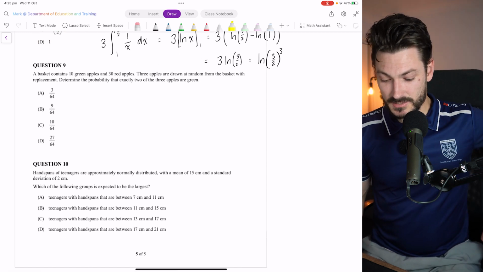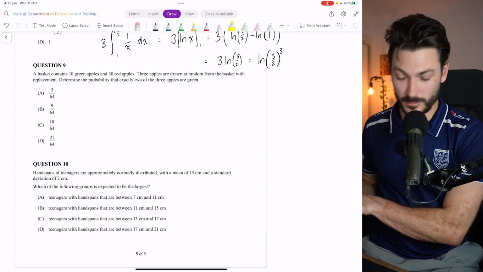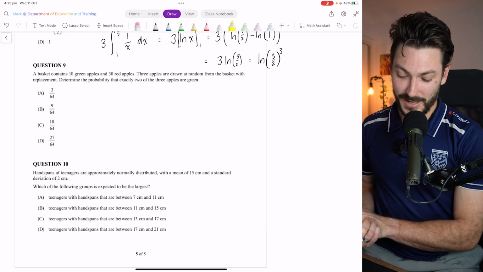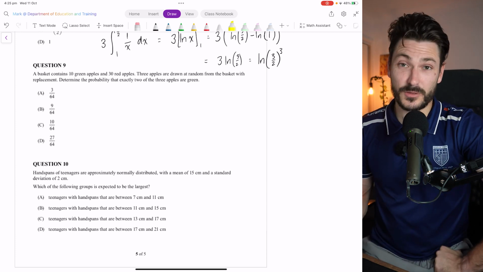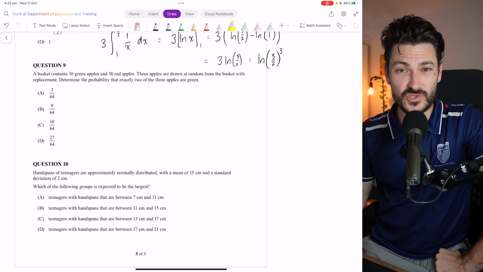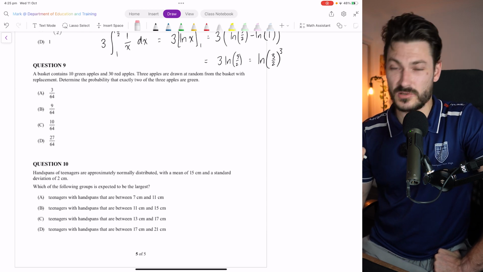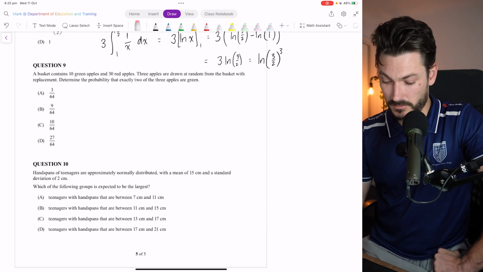Alright, our basket contains 10 green apples and 30 red apples. Oh, good. We're going back to year 8 probability. Excellent. It says 3 apples are drawn at random from the basket with replacement. So that's good. It means the probabilities aren't changing every trial. It says determine the probability that exactly 2 of the 3 apples are green.